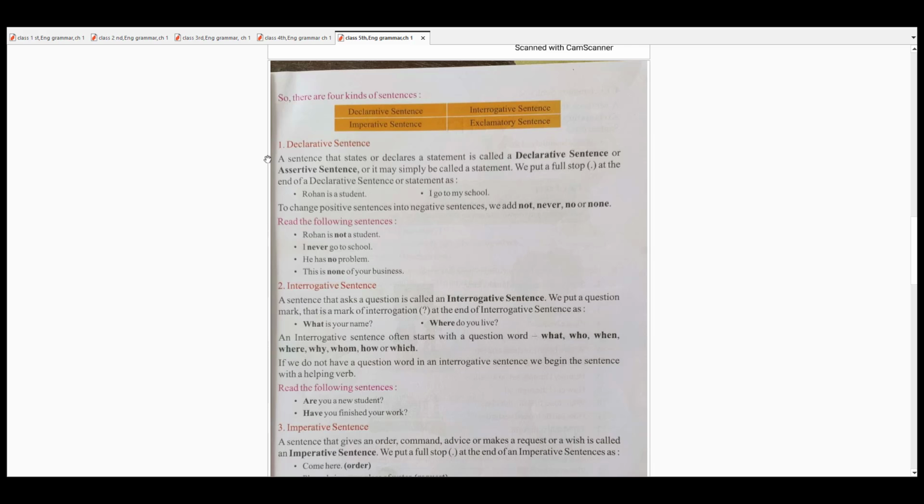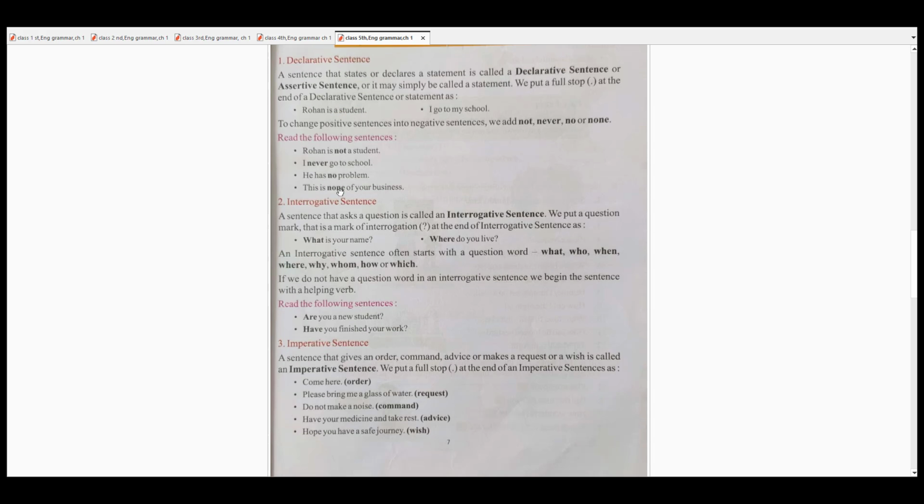Whenever a sentence states something, says that Rohan is a student, he is a student, this is an animal, I am a human, then that is a declarative sentence because you have declared something. Yes, this is my property. This is also a declarative sentence. Interrogative sentence means you are asking someone a question. Imperative sentence means you are giving someone an order, request, command, advice, or wish.